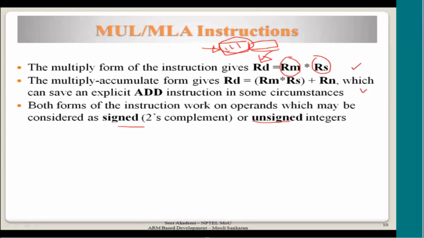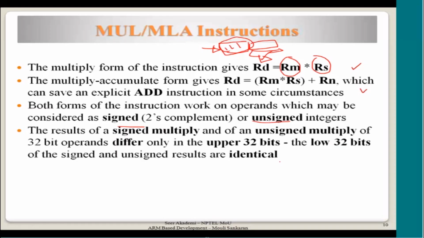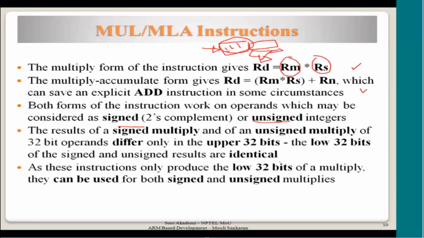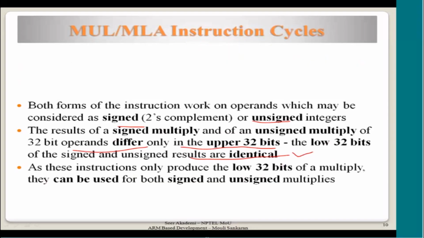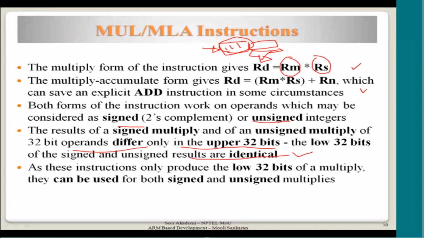Because of that, there are no two separate instructions for this, where the lower 32-bit results are given. So that's what I'm saying: results of a signed multiply and an unsigned multiply of 32-bit operands differ only in the upper 32 bits. So the lower 32-bit results are identical. That's why the same instruction could perform both unsigned and signed multiplication. What do I mean by this? As this instruction only produces the lower 32-bit multiply, it can be used for both. So the same instruction is used.